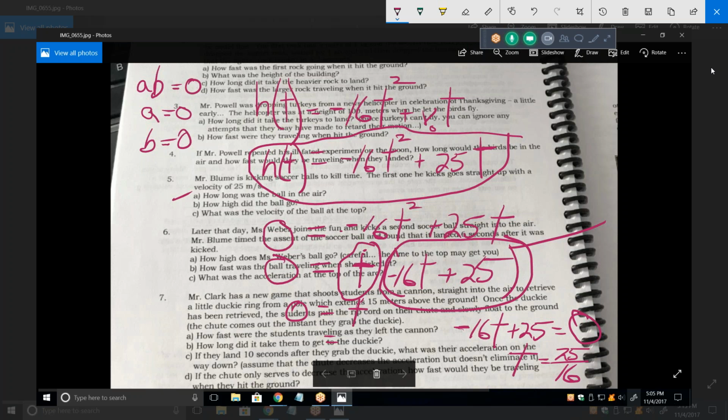But here's what we got. We got two solutions. We got t equals 0, and that makes sense because that's the height before the ball is kicked. It's got a height of 0. And what this is telling us is that at 25/16 of a second, the ball is at 0 height again, which means it went up and came down.